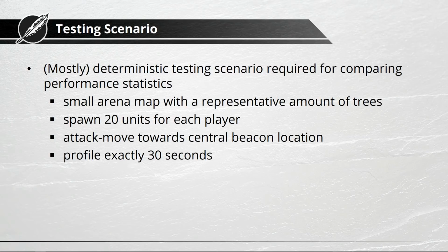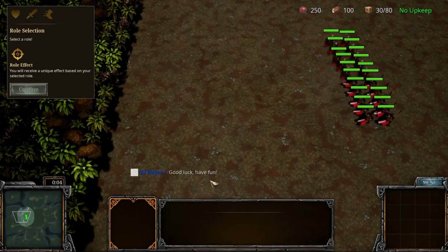Then we're going to spawn 20 units per player, and we're going to have them attack move towards a central location in that map. Attack move, for those of you who are not familiar with that term, is an RTS order which has all of your units move towards the location and engage all enemies on their way there automatically. And then we're going to take a profile of exactly 30 seconds just to make sure that we are able to compare numbers. And this is what that looks like.